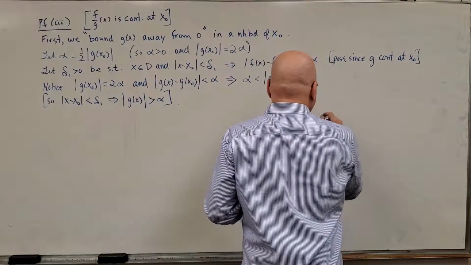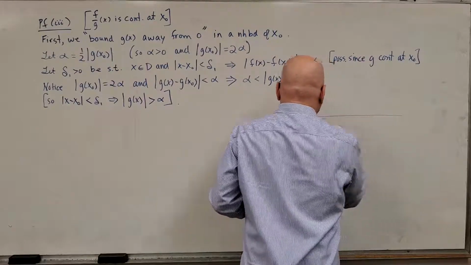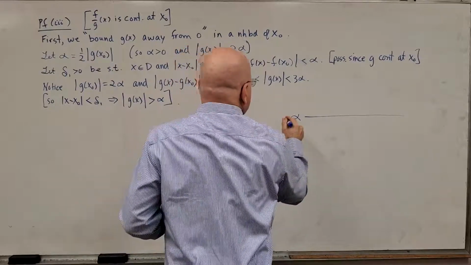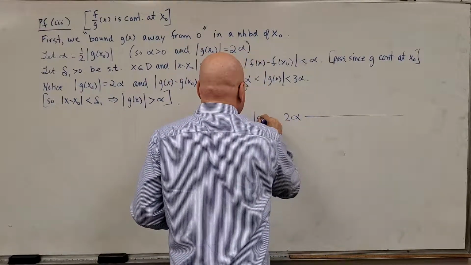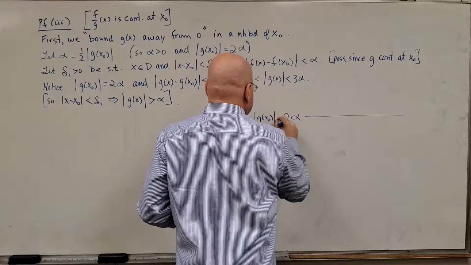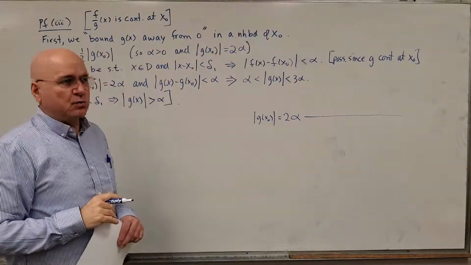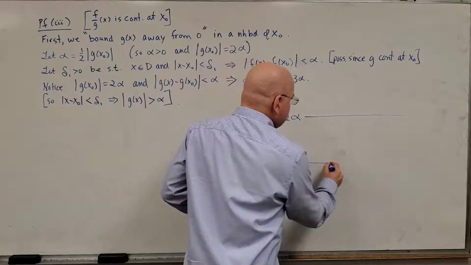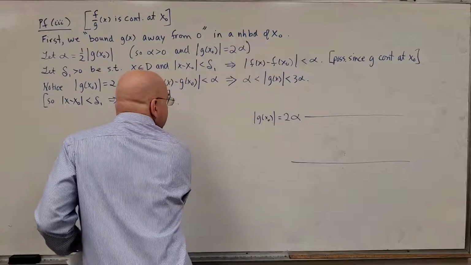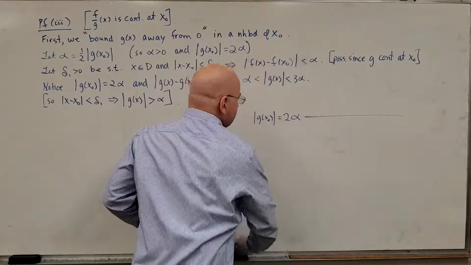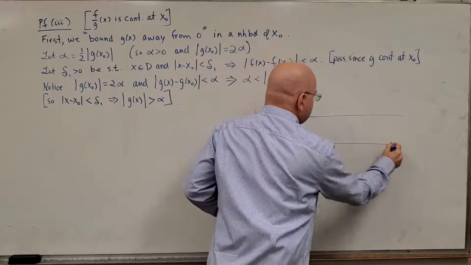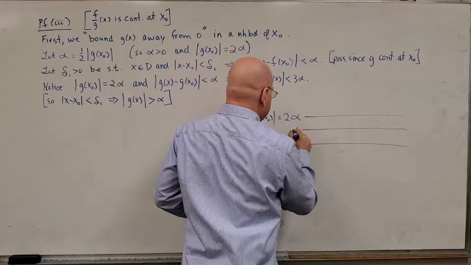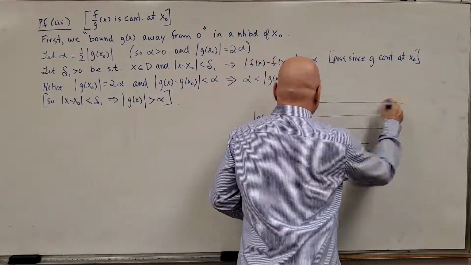And let's see, maybe I'll draw this. We're setting the absolute value of g of x naught. I might erase this in a minute, but just to get a little visual here. If that's 2 alpha, and let's say this is the origin, or the x-axis, that would be 0. So this would be alpha, and this would be 3 alpha.